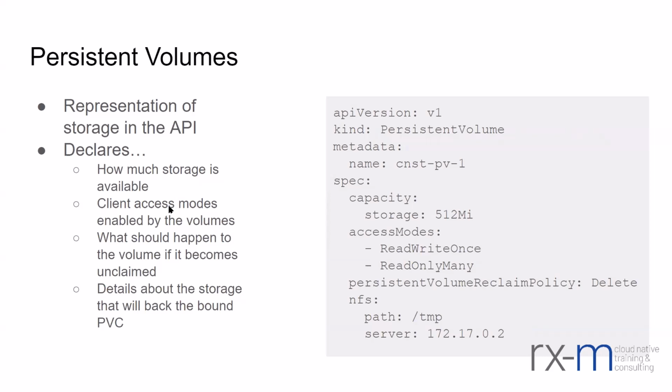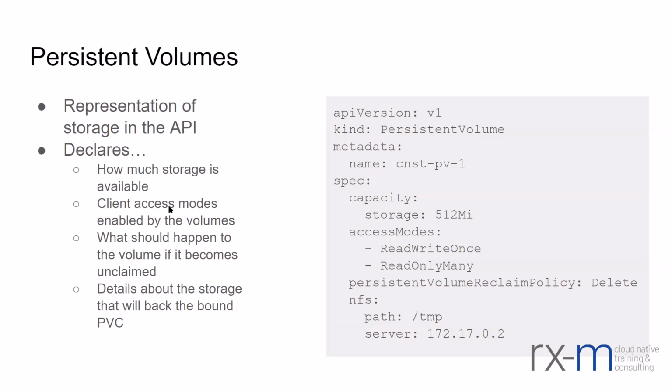To fulfill my PVC's request, I've prepared a PV that presents the following details. It has 512 megabytes of storage. It has the read-write-once and read-only-many access modes. It will be instructed to delete the data after this PV is ever deleted, which is useful in cases where perhaps you want to save money in the cloud.